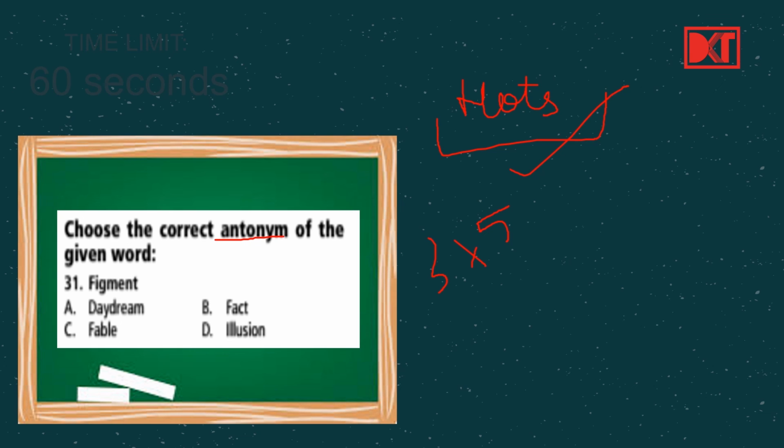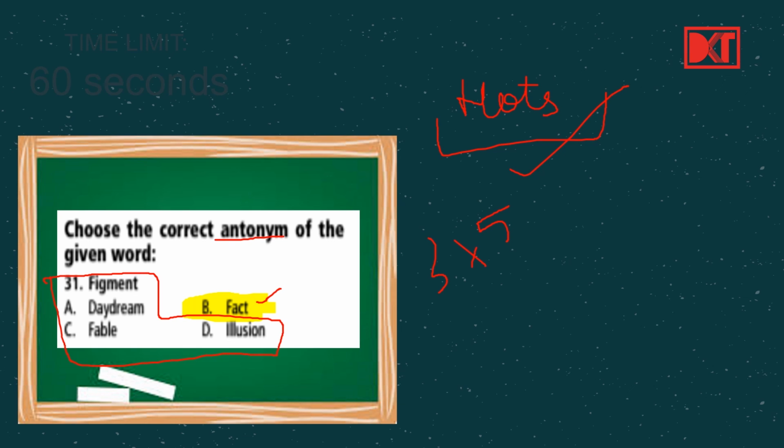Here the word is figment. The options are A, daydream, B, fact, C, fable, D, illusion. Now here the correct answer is B, fact, the antonym. Fact means something that is literal and true. Fact के basis पे जो एक true authentic information, that is a fact. Whereas other words, they are in imagination.